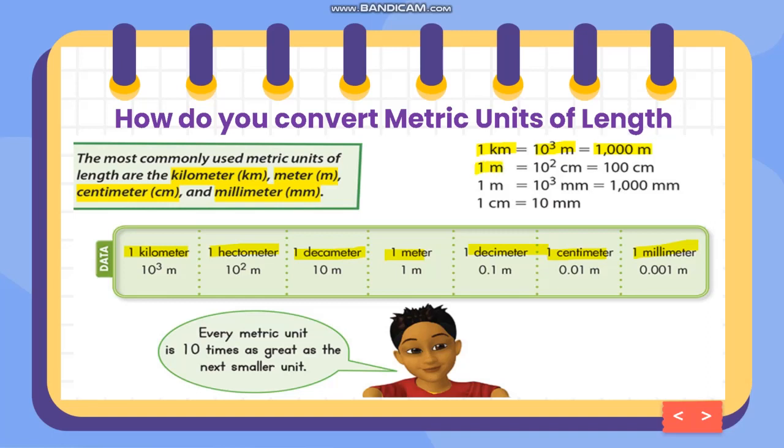In 1 meter, we have 10 square centimeter, or that is equivalent to 100 centimeter, because 10 times 10. This one, that's why it becomes 1,000, because 10 times 10 times 10. Then we have 1 meter here, and that is equivalent to 10 cubic millimeter. And 10 cubic millimeter is equivalent to 1,000 millimeter. 1 centimeter is equivalent to 10 millimeter. Take note that every metric unit is 10 times as great as the next smaller unit.